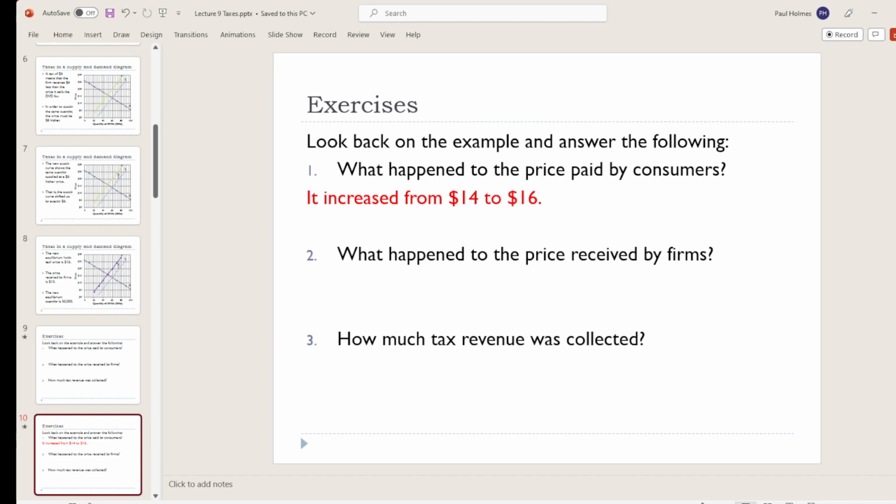This might be surprising to some of you guys. The price didn't go up by $6 when we added a $6 tax, because some of the tax got eaten, if you like, by the sellers.